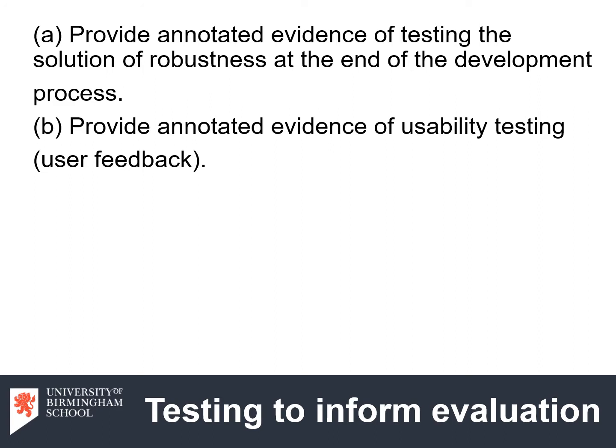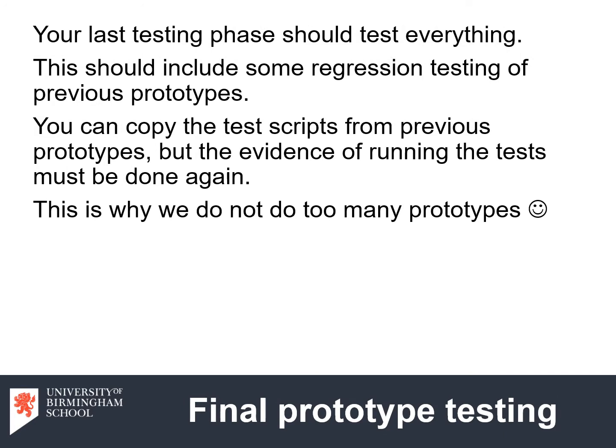So to be more precise, you need to provide annotated evidence of testing the solution for robustness at the end of the development process, and provide annotated evidence of usability testing or user feedback. Okay, so that's what you need to be able to do. So your final prototype testing is essentially testing everything. Now at this point, you will have already tested some features in prototype 1 and 2. However, at the end of the prototype, you need to test everything. We call this regression testing.